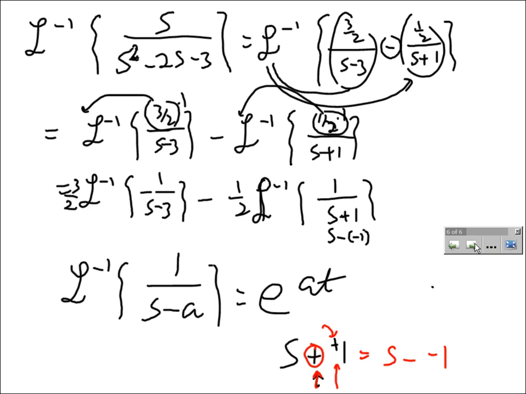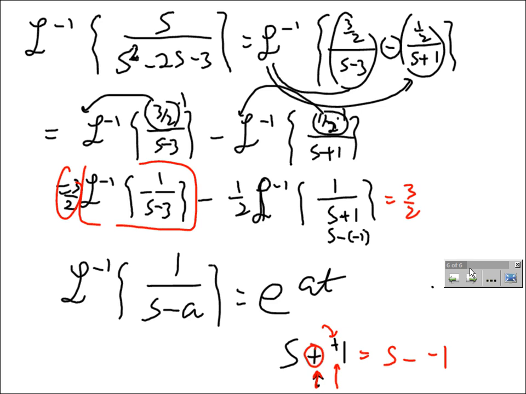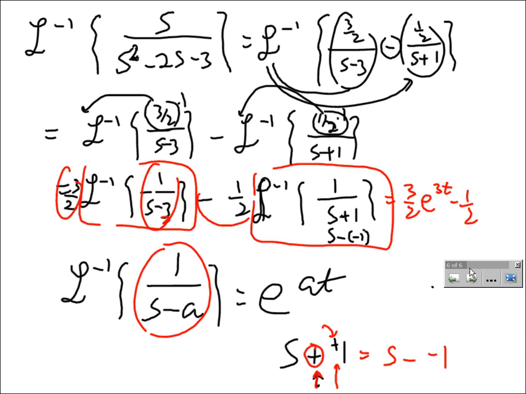Okay, so now we're ready to answer this. It's 3 over 2 times this. But this is in this form where A is 3. So we get e to the at, minus a half times the inverse Laplace of this. But that's in this form where a is negative 1. You get e to the negative 1t, or just e to the negative t. And that's that problem. Let's try another one.